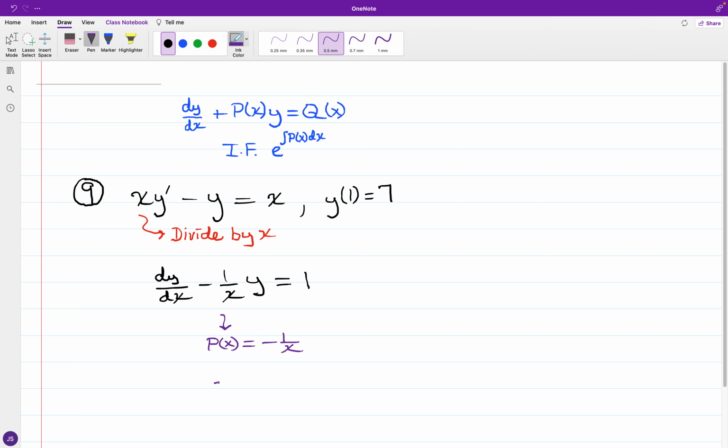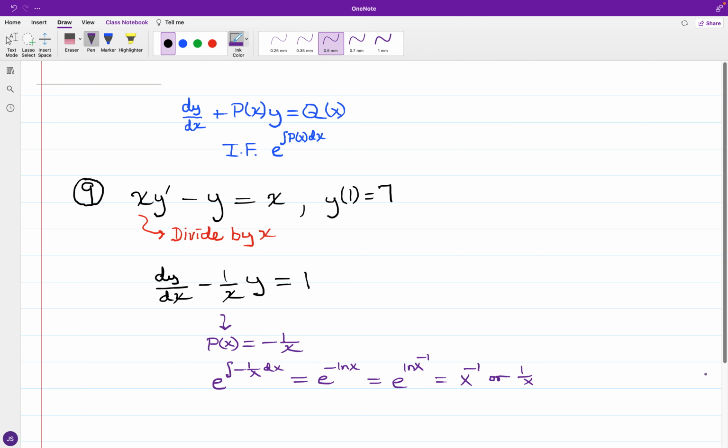And for the integrating factor, we have e to the integral of negative 1 over x dx. That's going to be equal to e to the negative of the natural logarithm of x. And once again, translating the negative coefficient to a power of negative 1, we have e to the natural logarithm of x to the negative 1. So the integrating factor is going to be x to the negative 1, or the reciprocal of x.